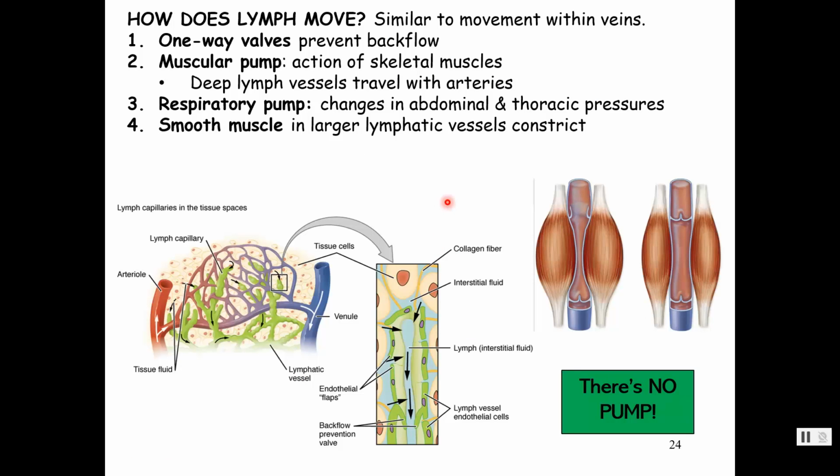So how does lymph move if there's no heart? Guess what? Same way it does in the veins. So we have one-way valves to prevent backflow. The vessels, just like veins, are going to be situated around skeletal muscles. So the more a person moves, the better their lymph return, and also the better their immune system.